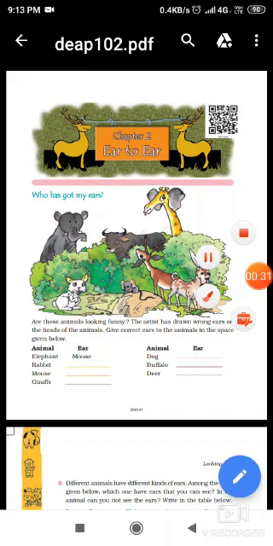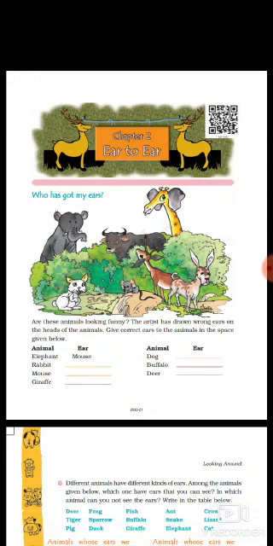Students, look at this picture. You have seen many ears. Are these animals looking funny? The artist has drawn wrong ears on the heads of the animals. Let us think and give the correct ears to the animals in the space given below.